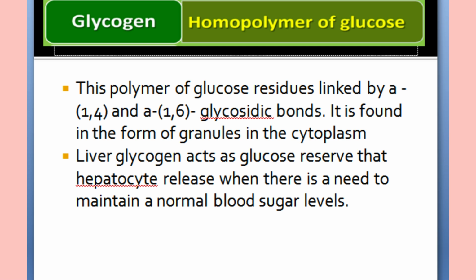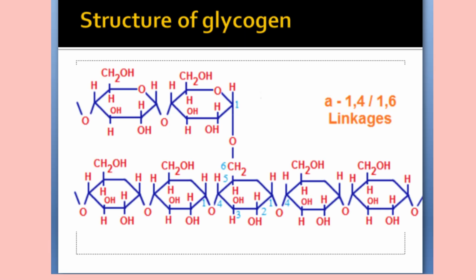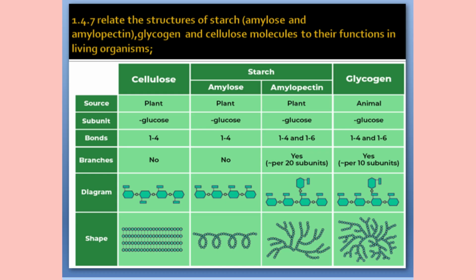Next is glycogen. This is a polymer of glucose residues linked by 1,4 and 1,6 glycosidic bonds. It is found in the form of granules in the cytoplasm. Liver glycogen acts as a glucose reserve that hepatocytes release when there is a need to maintain normal blood sugar levels. In the end, let's relate the structures of starch, amylose and amylopectin, glycogen and cellulose molecules to their functions in living organisms.